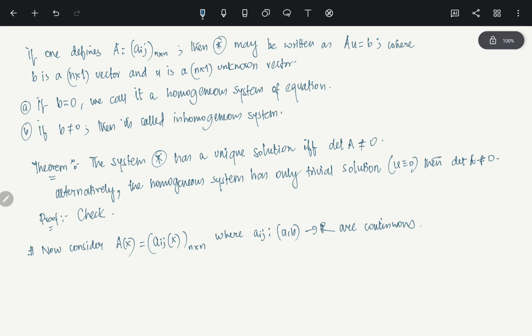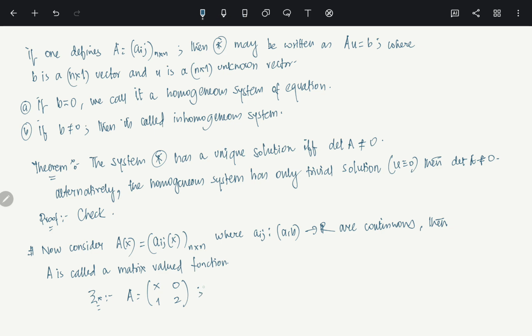So A is called a matrix valued function. A very simple example you can think of: let's say A is defined to be the matrix with rows x, 0 and 1, 2. You see this is not a constant matrix, because there is a variable x.